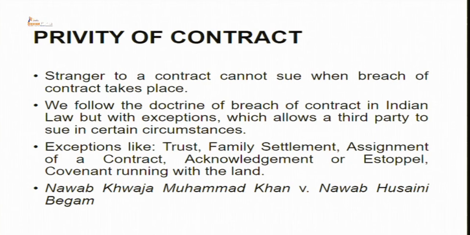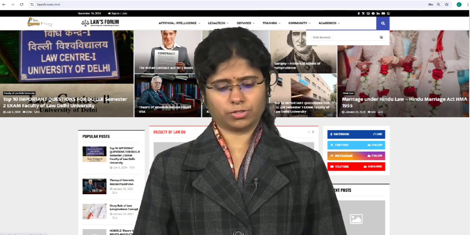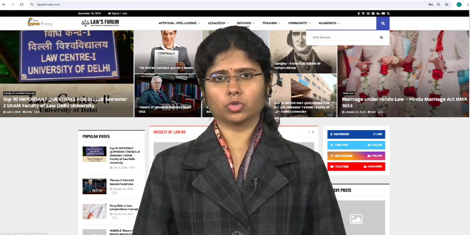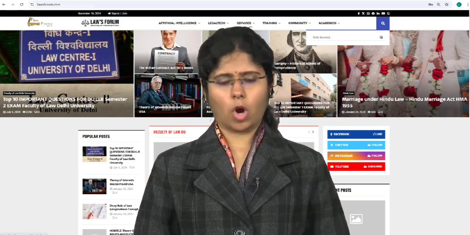Now let us see what is there on the screen. It says, a stranger to a contract cannot sue when breach of contract takes place. This is what privity of contract is. We follow the doctrine of privity of contract in Indian law, but with exceptions, which allow a third party to sue in certain circumstances. That is, when any of those exceptions is in existence, then even a third person can sue in case of breach of contract.